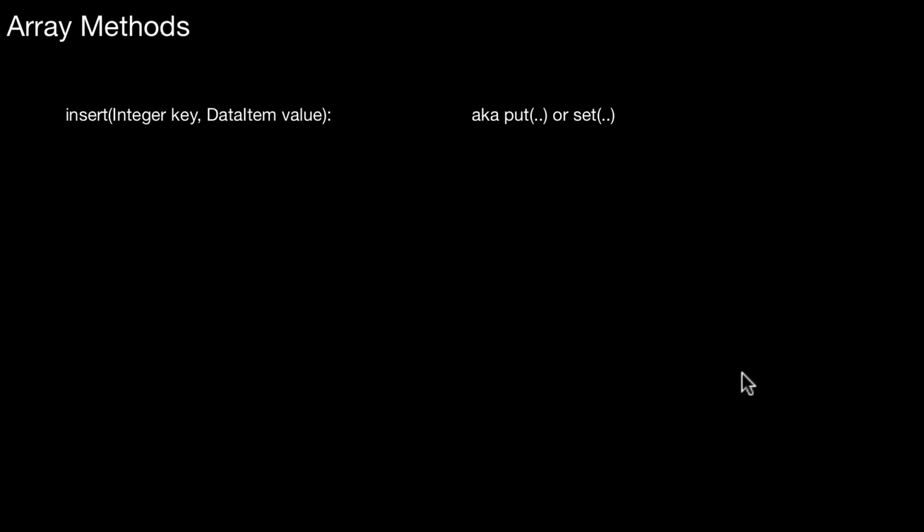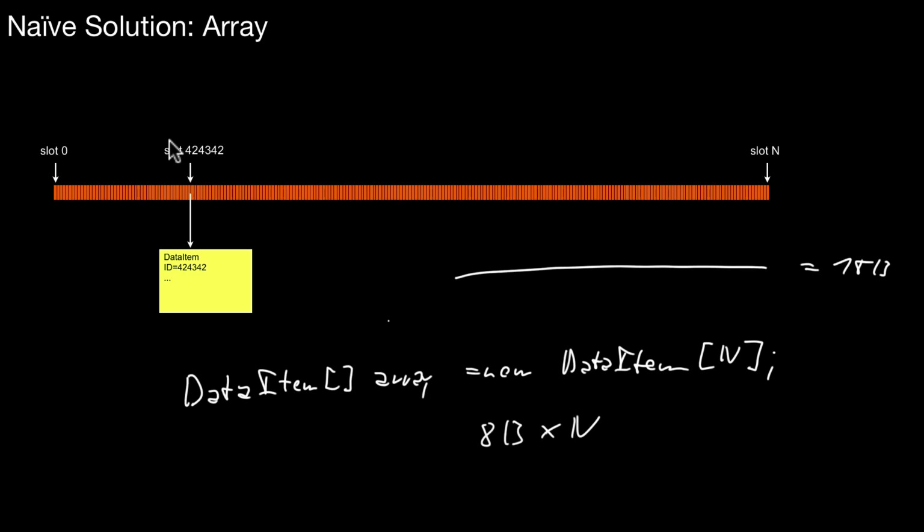Well, if you look at how that index, that array, is implemented, it's super trivial. An insert method has this integer that you want to use as a key. If you go back, I have data items and I use this ID attribute as a key. So you have an insert method that takes a key and the value, and basically assigns the value to this specific slot in the array. Yeah, that's all that happens.